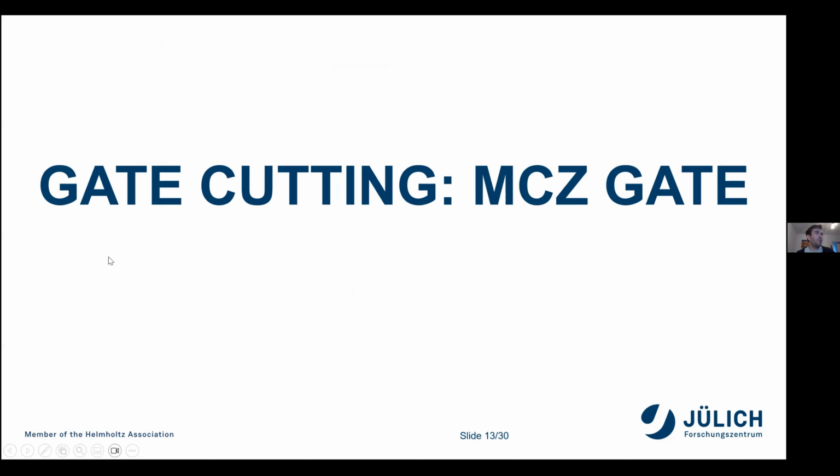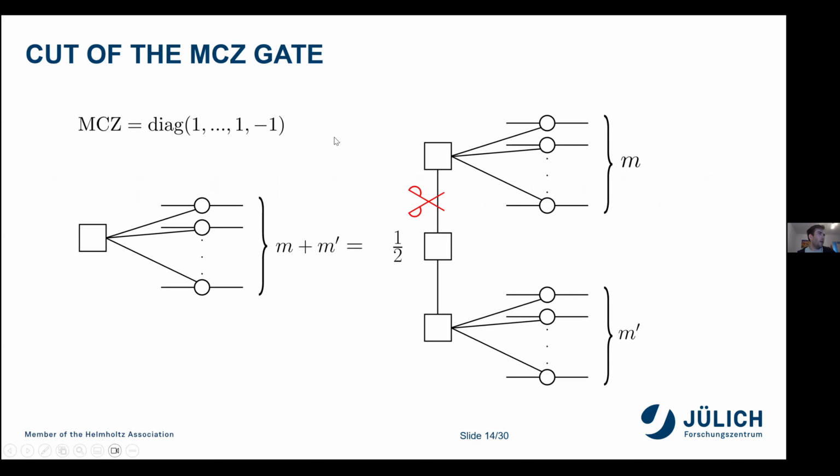Now I want to show how to use this wire cut to cut different gates. I want to start with the MCZ gate that is represented in ZX calculus like this. We assume that it acts on m plus m prime qubits, and we rewrite it with the H-box fusion rule, as shown on the right side here. You see that it is in a useful form for us, because now we can cut a single wire to cut this gate between the upper m and the lower m prime qubits.